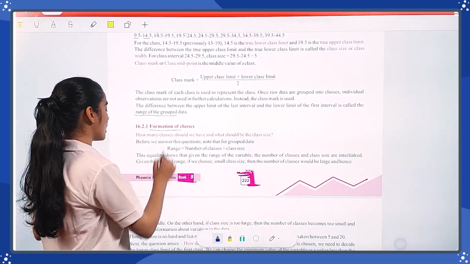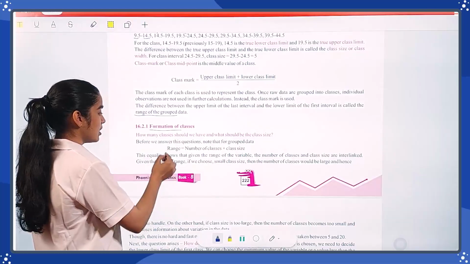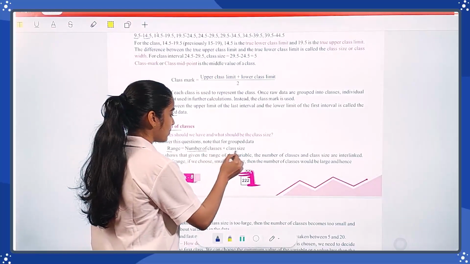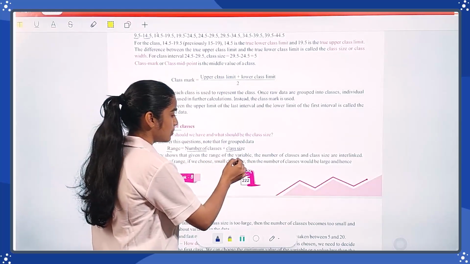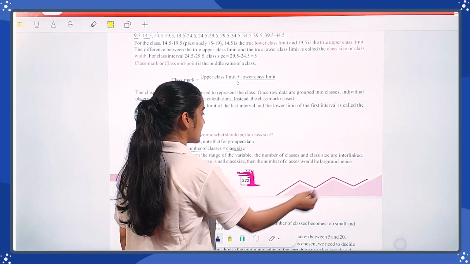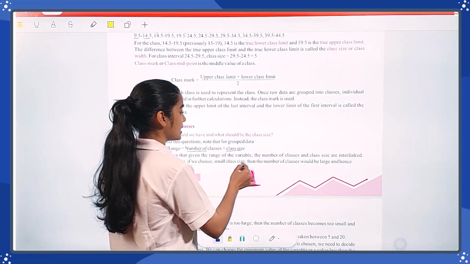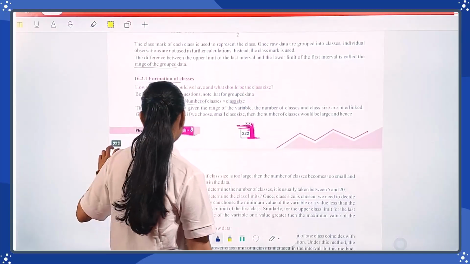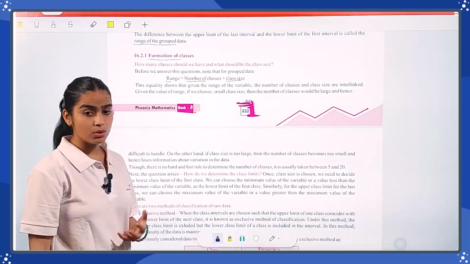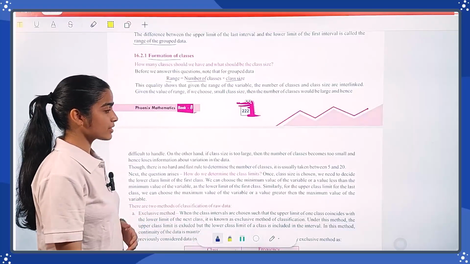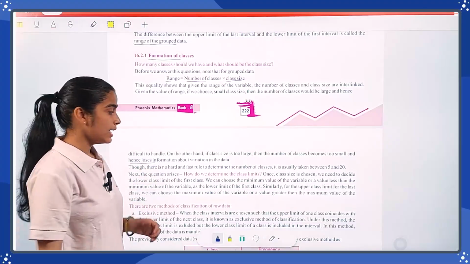Now, formation of classes. How many classes should we have and what should be the class size? So range equals number of classes multiplied by class size. This equality shows that given the range of the variable, the number of classes and class size are interlinked. Given the value of range, if we choose a small class size, then the number of classes would be large and hence difficult to handle. On the other hand, if the class size is too large, then the number of classes becomes too small and hence loses information about variation in the data.